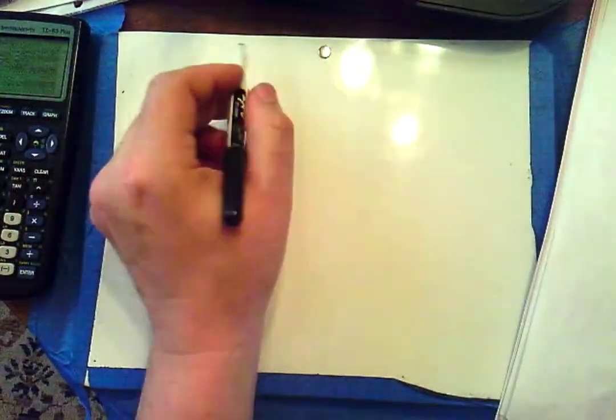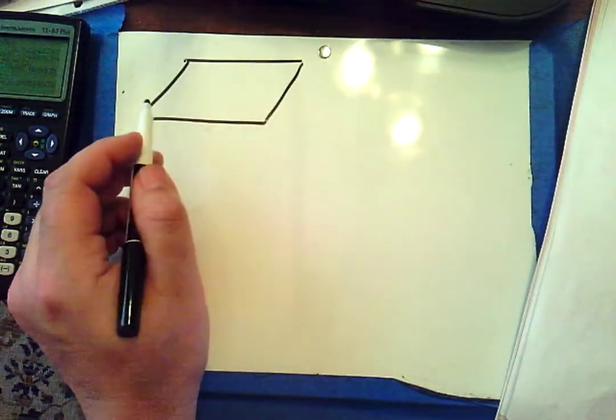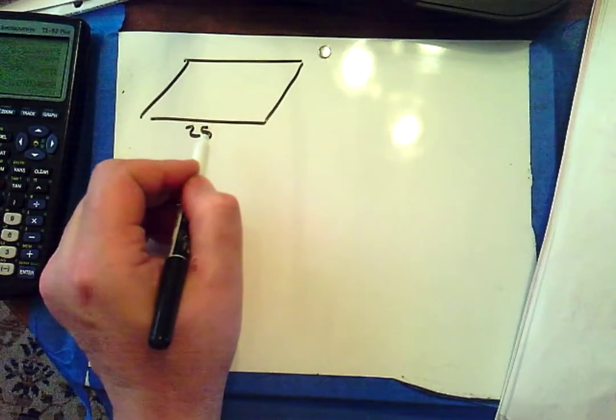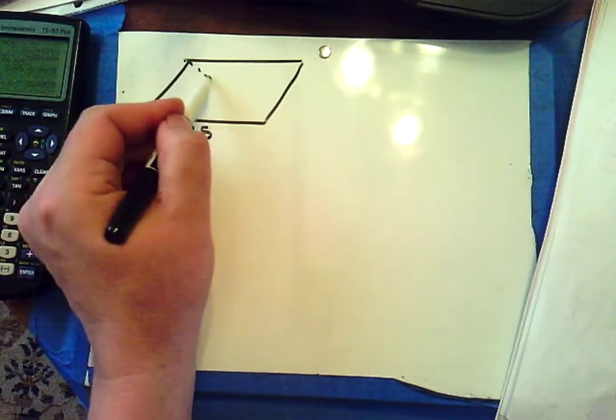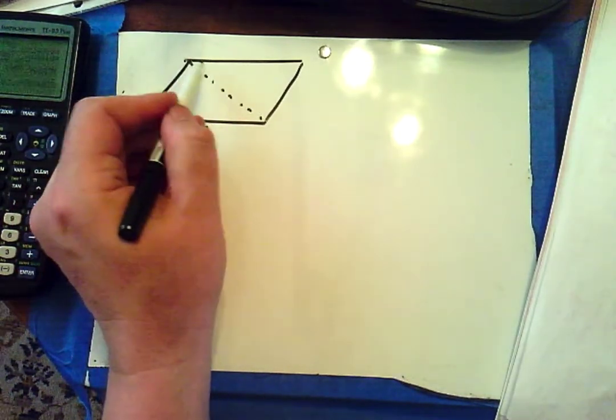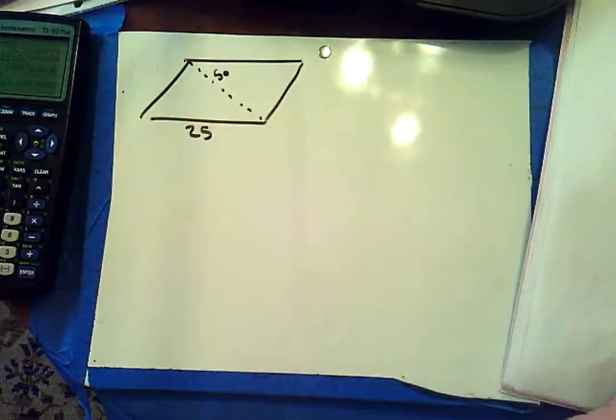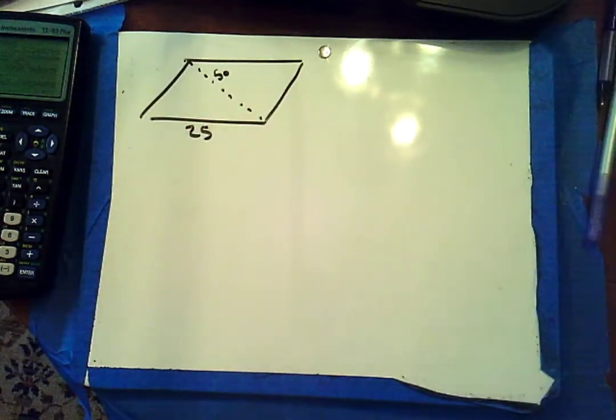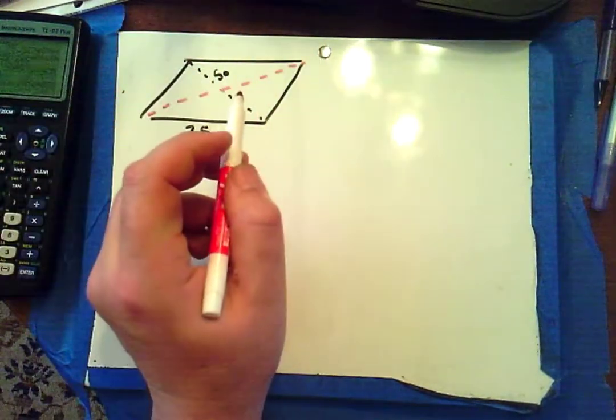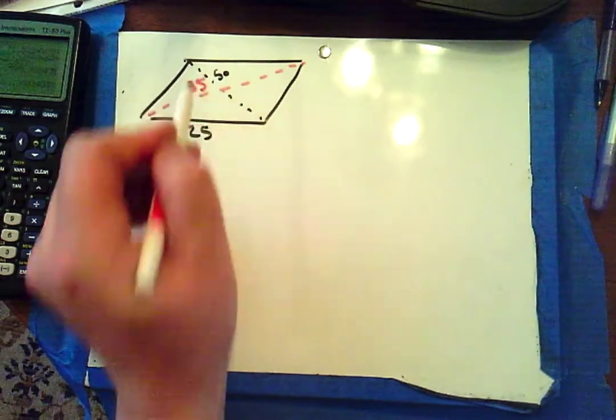26 is a little more involved. In 26, we're still talking about this parallelogram with those sides labeled the same way, except this is 25. This whole diagonal is 50, and I'm going to use a color for D. D is this one, and D is 35.